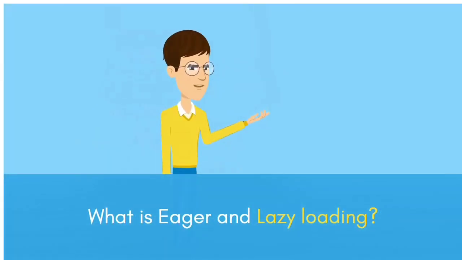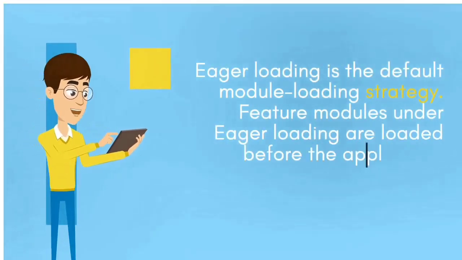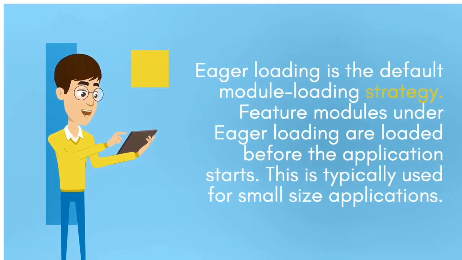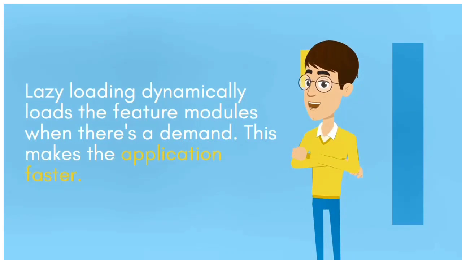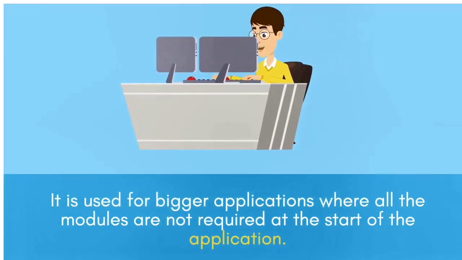What is eager and lazy loading? Eager loading is the default module loading strategy. Feature modules under eager loading are loaded before the application starts. This is typically used for small size applications. Lazy loading dynamically loads the feature modules when there's a demand. This makes the application faster. It is used for bigger applications where all the modules are not required at the start of the application.